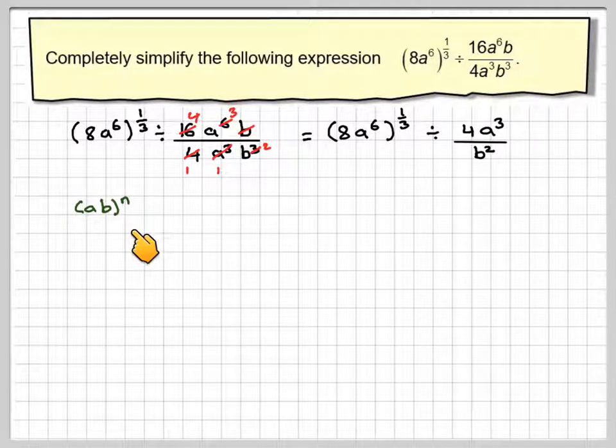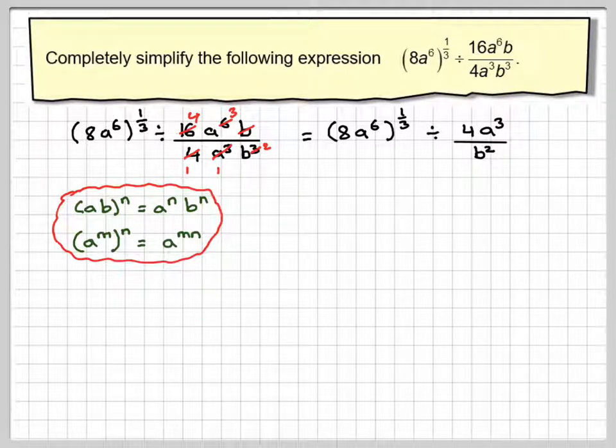Now, (ab)^n is the same as a^n times b^n. So we're going to multiply that, 8 becomes 8 to the 1/3, a to the 6 times 1/3. And then (a^m)^n is a^(mn). So that becomes 8 to the 1/3, a squared, 6 times 1/3, using this rule here, will become 2. And on this side, we've still got divided by 4a cubed over b squared.